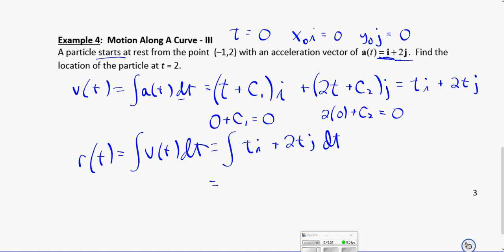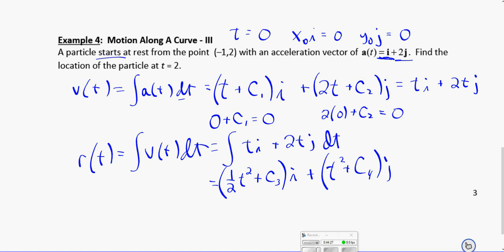Raised to the power 1 divided by the new exponent, plus c. I don't know, maybe c3. Raised to the power 1 divided by the new exponent. Say it with me: plus c. c4.